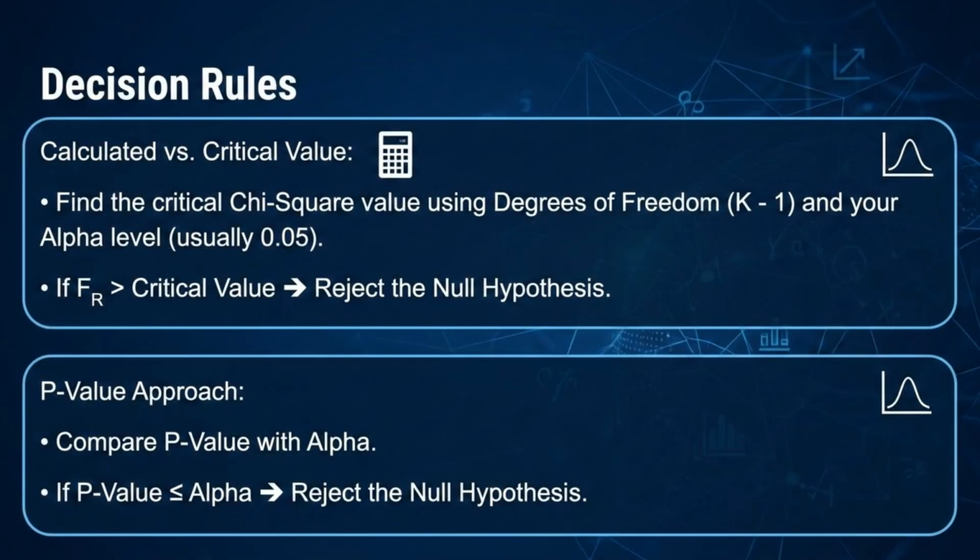To make a decision, we can use 2 approaches: comparing the calculated F sub r value to the critical chi-square value, or comparing the p-value to our alpha level. If F sub r is greater than the critical value, or the p-value is less than or equal to alpha, we reject the null hypothesis.